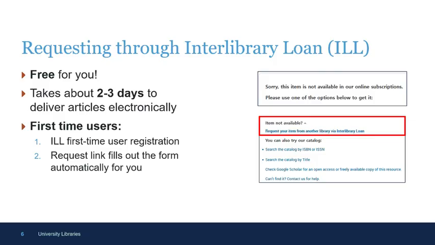If we don't have access to an item, you'll see a page that says, "Sorry, it is not available in our online subscriptions." If you scroll down the page to Item Not Available, you can request it through Interlibrary Loan. It usually takes 2 to 3 business days to deliver articles electronically. The first time you click the request link, you'll need to register for an Interlibrary Loan or ILL account. After that, every time you use the request link for an article, it will fill in the article, chapter, or book information for you. All you have to do is check the information and submit. Remember, you should never have to pay for an article. Interlibrary loan requests are free for you.